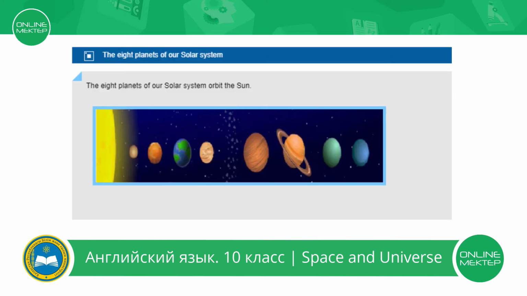There are 8 planets in our solar system. They are Mercury, Venus, Mars, Earth, Jupiter, Saturn, Uranus, and Neptune. All these planets are divided into 2 groups, inner planets and outer planets. Let's find out what they are from the next 2 videos.